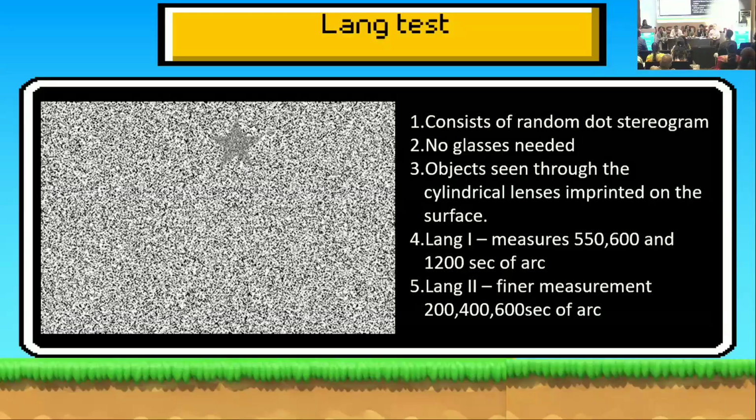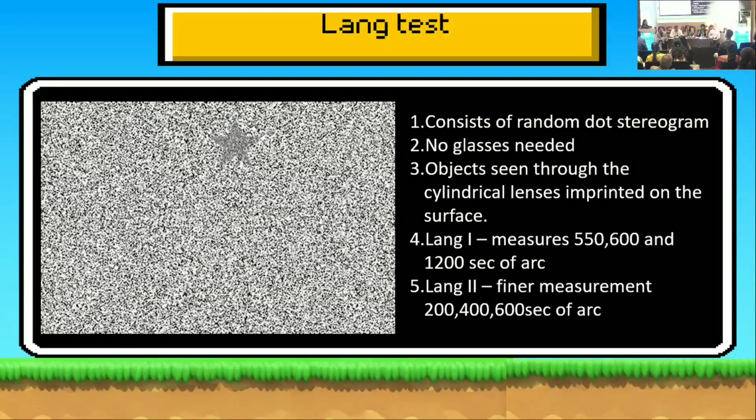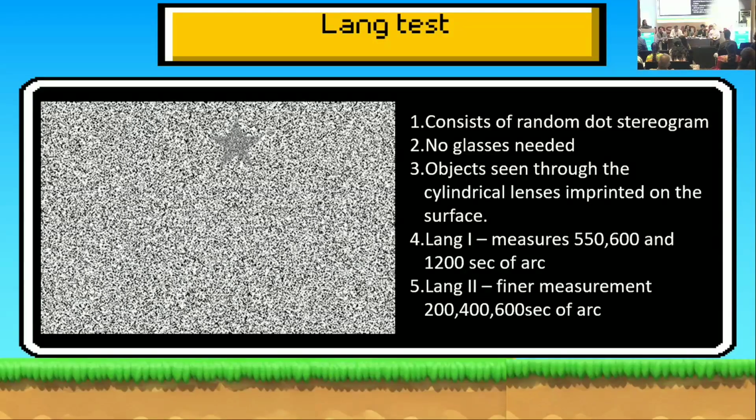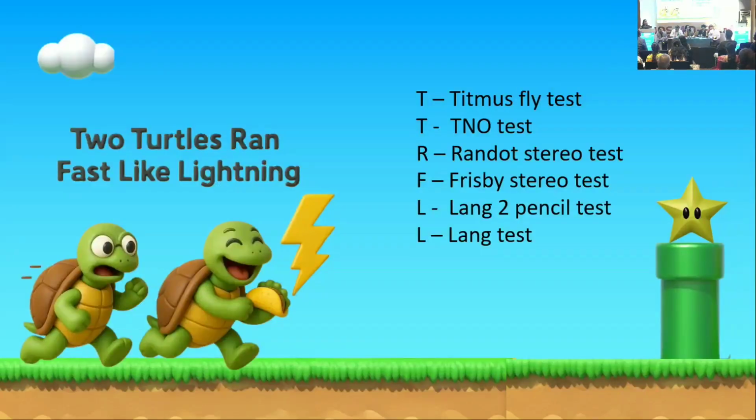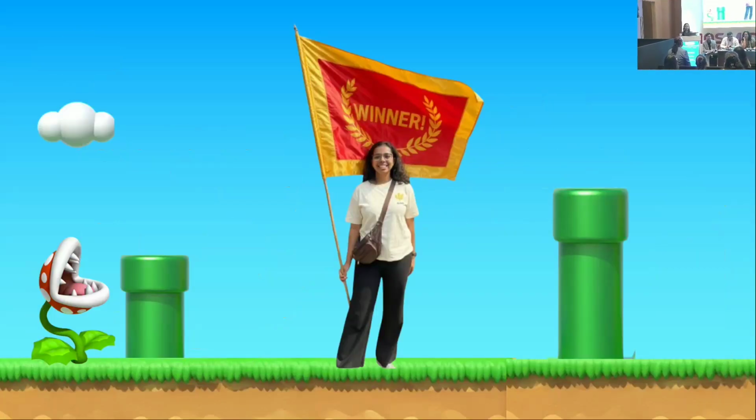Lang 1 is for gross stereopsis, while Lang 2 is for finer measurements. It has a star, a cat, a car, and an elephant. Now, in order to cross the level, we need a mnemonic or a cheat code. So this is the mnemonic that I have come up with: 2 turtles ran fast like lightning. So all these tests can be summarized into this mnemonic. And finally, after using the cheat code, we have a winner in the 3D world.